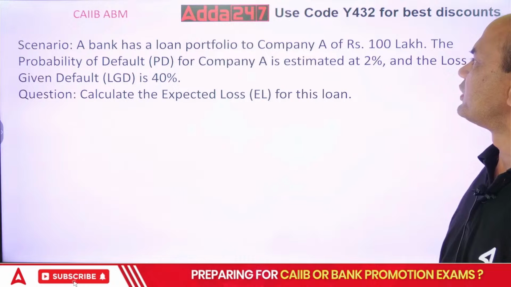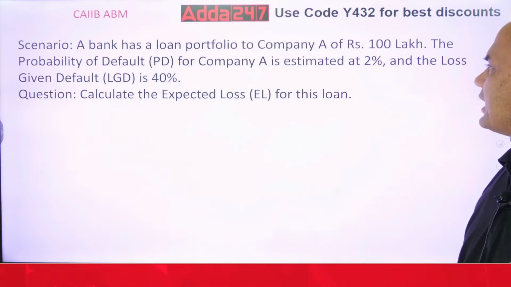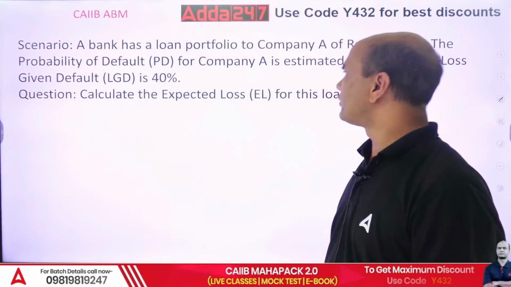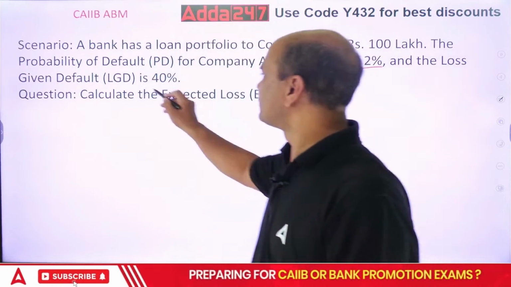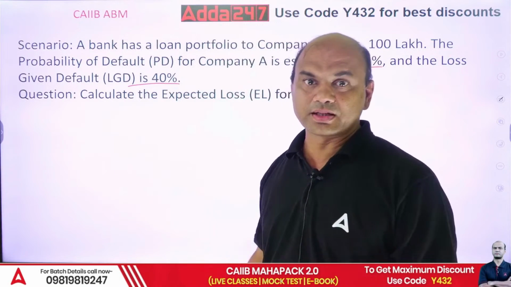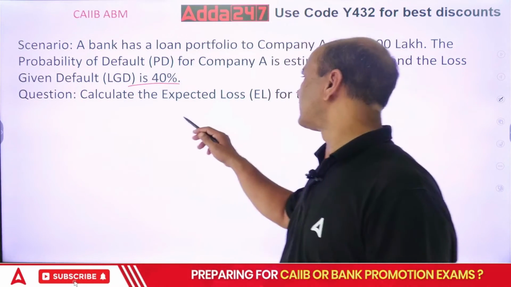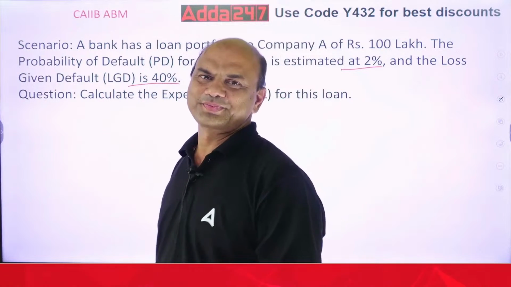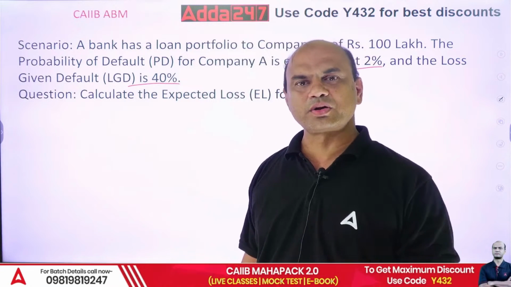A bank has a loan portfolio to a company A of rupees 100 lakhs. So loan given to a company is 100 lakhs by some bank. Probability of default for the company A is estimated at 2%. And the loss given default is 40%. Means if the company becomes NPA, then the loss for me as a bank is 40%. So now question, calculate the expected loss for this loan. How will you get the expected loss? This question might come for 1 mark or some additional question joint 2 marks.